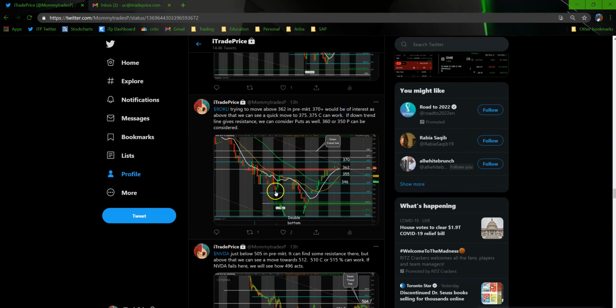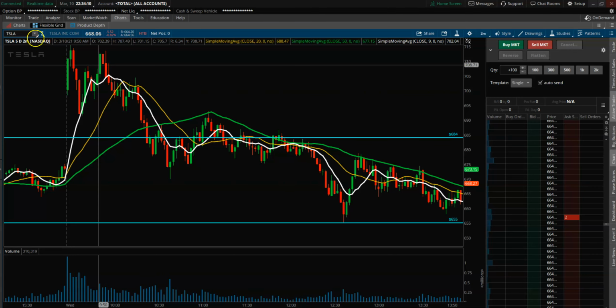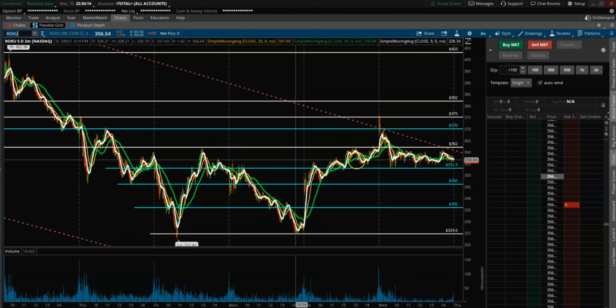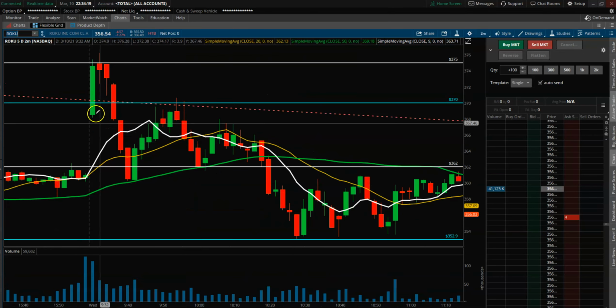Roku, yeah, let's see. I personally did not play this one, but let's see what it says: trying to move above 362 in pre-market. 370 plus would be interest, as it can quickly move to 375. 375C can work. So if it was opening below 370, have a conditional order ready, right? So that you can get that execution fast, because that was it.